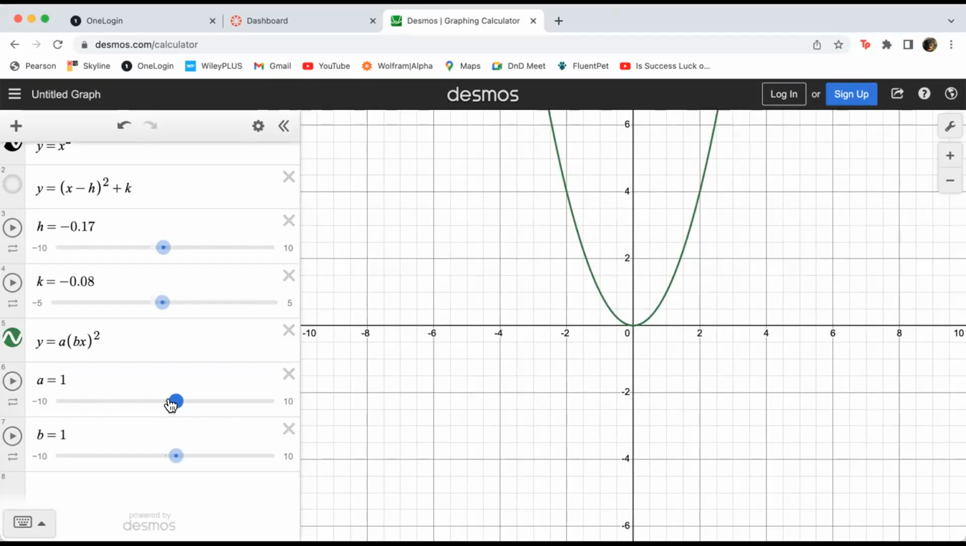Let's reset A back to 1. Remember what was happening when A was increasing? We were stretching the graph vertically. When A was decreasing down towards zero, we were compressing the graph vertically. When A got to zero, the graph went flat. And when A went negative, the graph flipped down below. Let's see what happens if we start messing with the value of B.